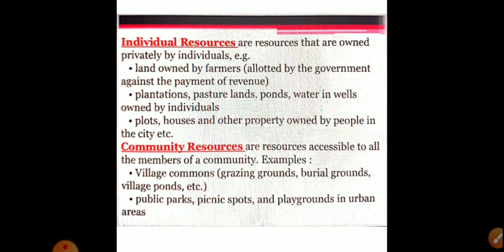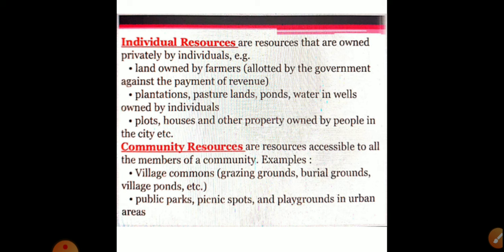Ponds, water in wells are the examples of the individual resources. Second one, community owned resources. There are resources which are accessible to all the members of the community. In this, we can say all the members of the community own resources.